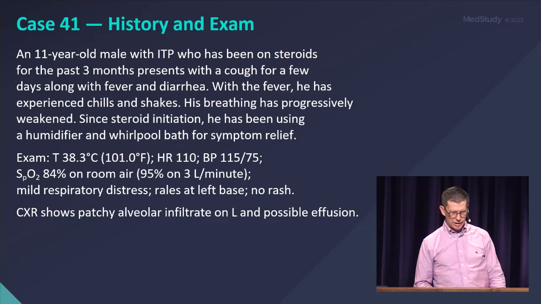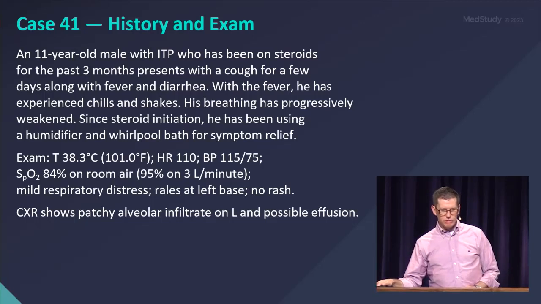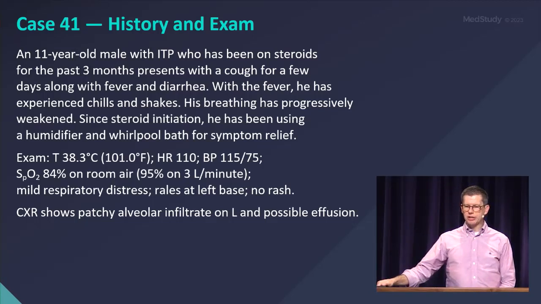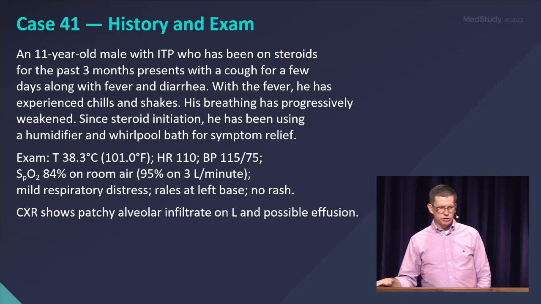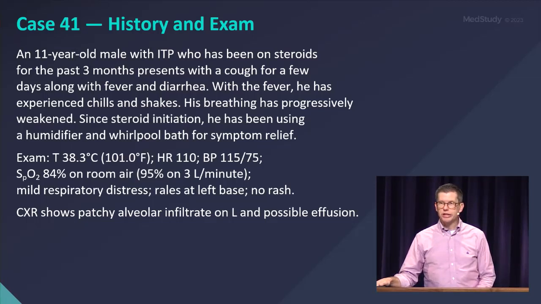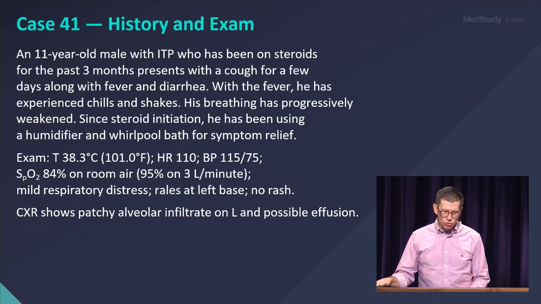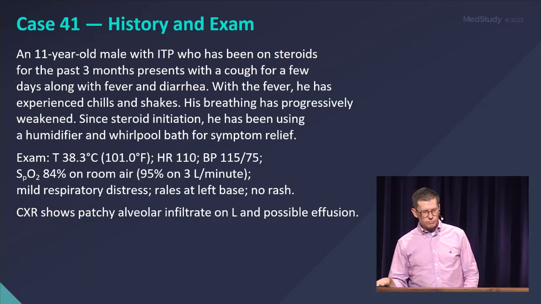All right, case 41. An 11-year-old male with ITP who's been on steroids for the past 3 months presents with cough for a few days along with fever and diarrhea. With the fever, he's experienced chills and shakes, and his breathing has progressively weakened. Since steroid initiation, he has been using a humidifier and whirlpool bath for symptom relief.